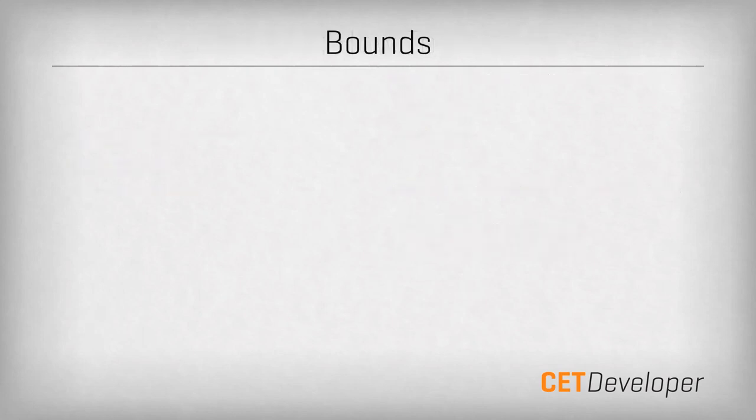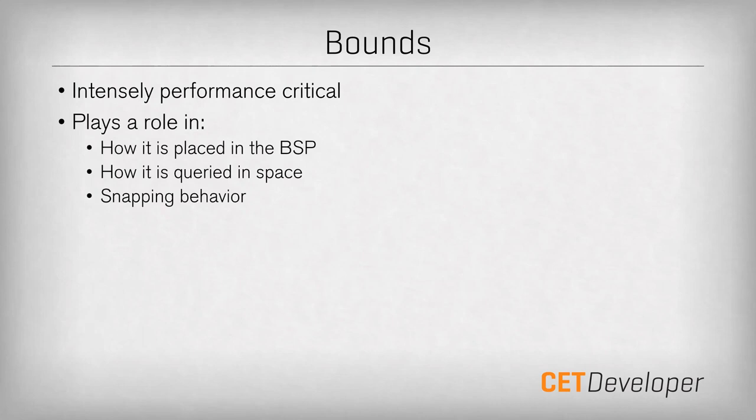And then I'm down to the last minute, so I'm going to fly through this last one. Bounds. This one is probably not a surprise to anyone. Bounds are super important, not because they're especially difficult, but when they go wrong, they go really wrong. When bounds perform badly, it's felt intensely by the user because they're used in so many places and so often. Bounds affect how the snapper is put in the BSP. It affects how the snapper is found again later in space. It affects snapping behavior. It affects so many things, and it's used so often. When it's bad, it feels really bad.